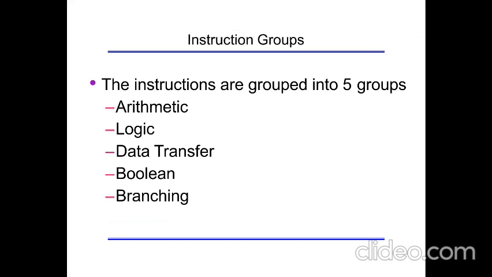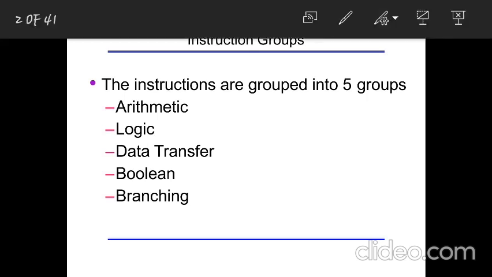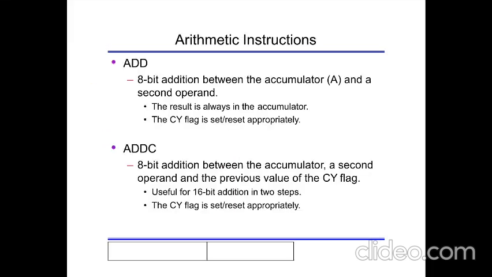Here it is grouped into 5. One is arithmetic, then logic. Arithmetic set of instructions you'll have, then logic, then data transfer instructions, then boolean and branching instructions. All the instructions are divided into this number of groups. So in each group we'll see a few instructions.